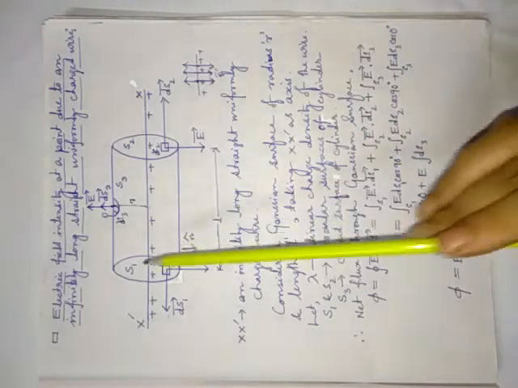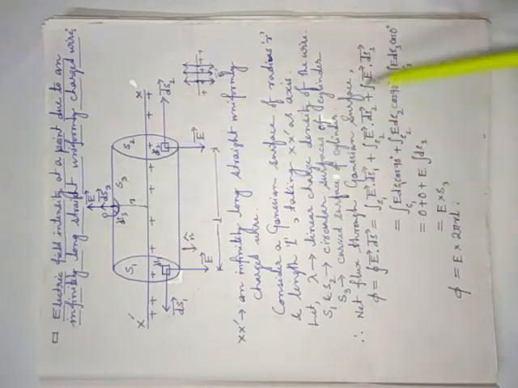Then you have to write three parts: flux through S1, flux through S2, flux through S3. Then you put in the angles, and ultimately you will get this formula.